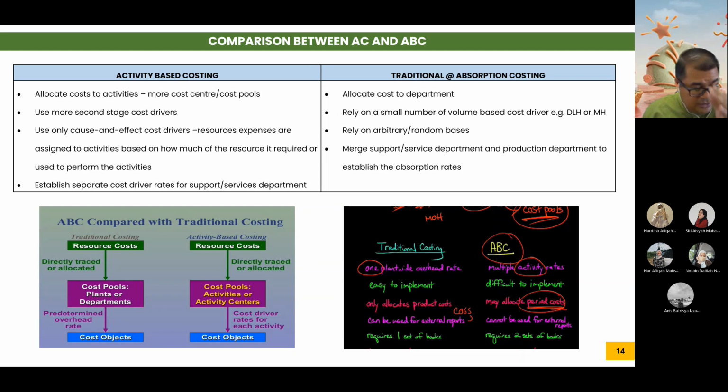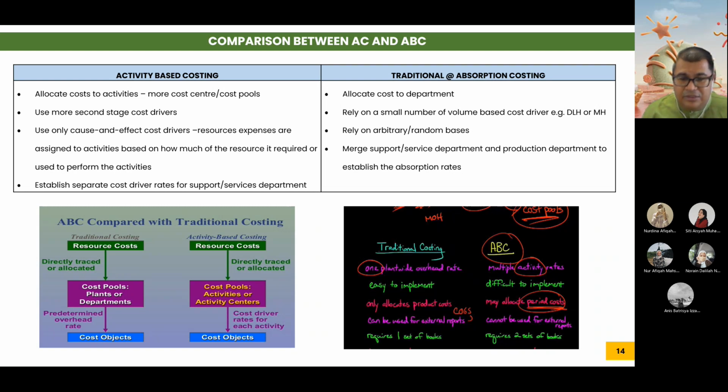Like just what I said just now. Kalau proton iris tak memerlukan that expenses, you tak boleh simply charge to proton iris. So resources expenses are assigned to activities based on how much the resources is required or is used to perform the activity. And then establish separate cost driver rate for support or service department.